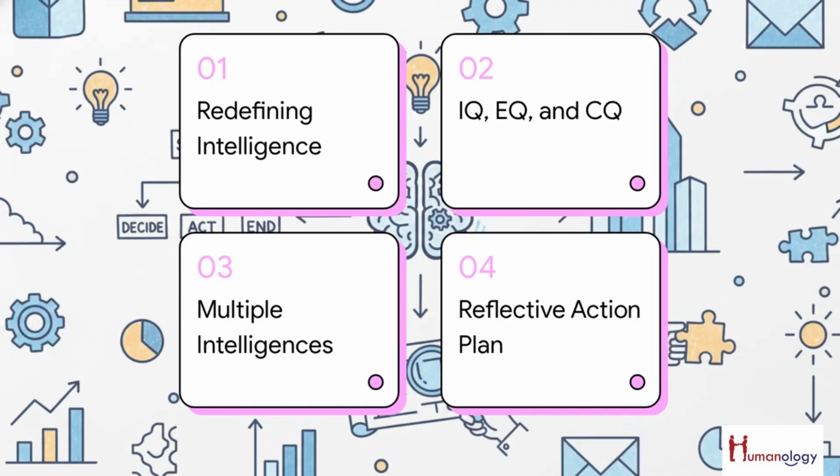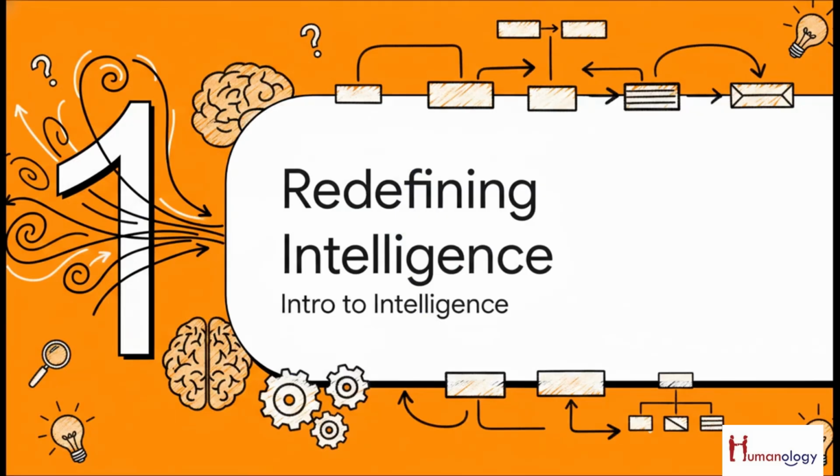So here's our roadmap for today's explainer. We'll start by redefining human intelligence, then break down the big three: IQ, EQ, and CQ. After that, we'll explore the broader spectrum of multiple intelligences before finally landing on the reflective action plan, which is where all of this theory actually becomes practice. All right, let's jump right into Section 1, Redefining Human Intelligence, an introduction to the architecture.